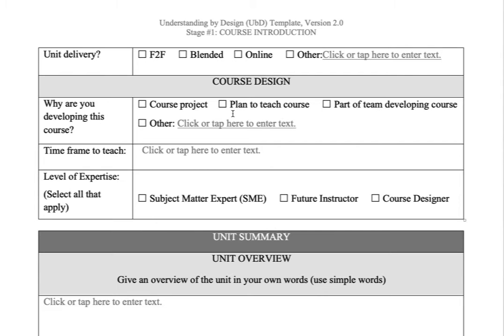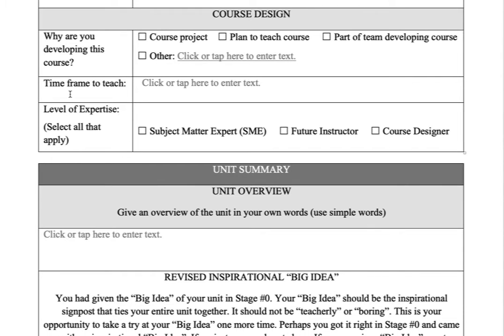And then below that, you'll see information about your course design. And it's asking you the question, why are you developing this course? And so you can click in the box to indicate if it's a course project, if you're planning to teach it, or perhaps it's part of your team, your math team, that's going to be developing the course, or perhaps other. And then below there you see the time frame to teach. And so you may put that this unit or the specific lesson I'm going to teach is maybe 3 45-minute daily lessons or whatever is applicable.